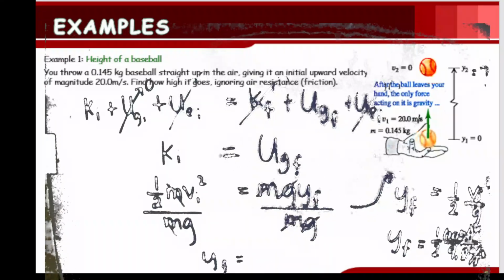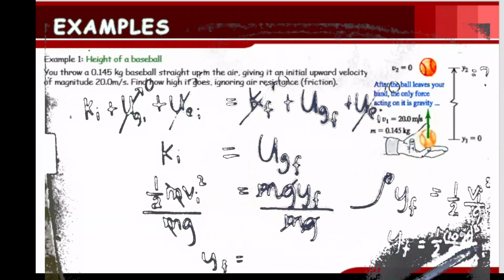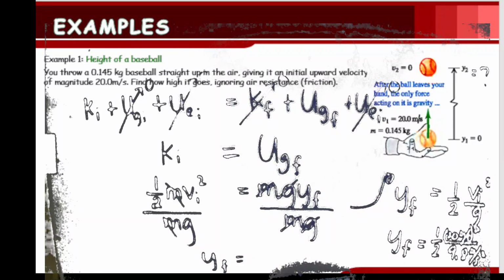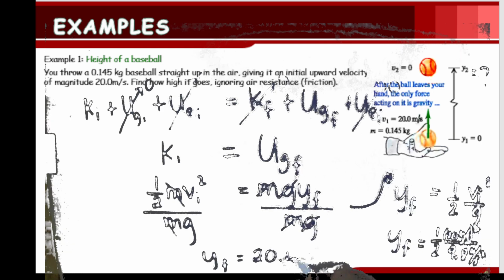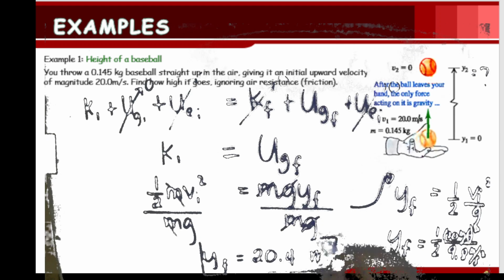With this value, our final position is equivalent to what? 20.4. Okay, very good. 20.4. So, 20 squared divided by 9.8 divided by 2 gives us 20.4. What is the unit? This is in meters. 20.4 meters.